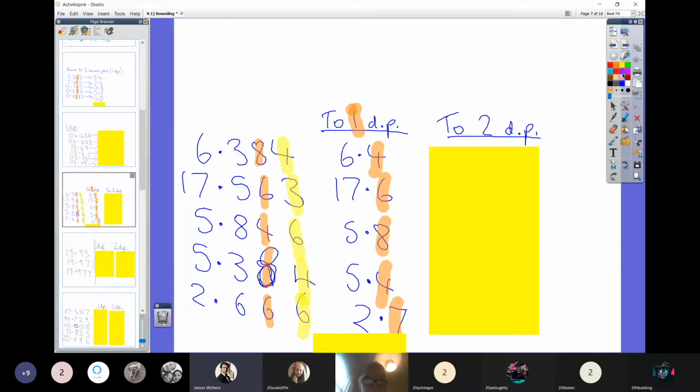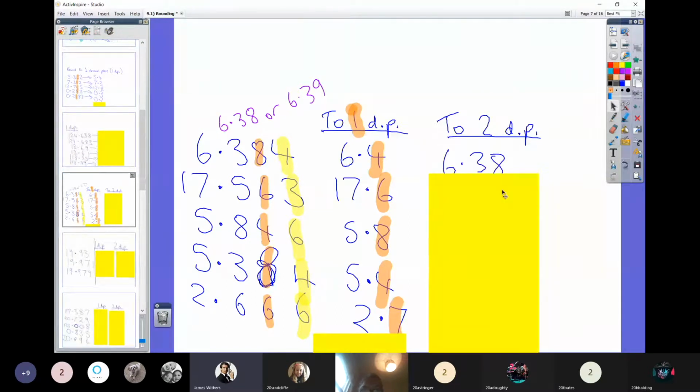So with this first one, our 2 possible answers are either going to be 6.38 or 6.39. 2 numbers after the decimal point. So look at the yellow number, the 3rd one after the decimal point. Is that 5 or above? So no, it isn't. So we stick with 6.38.